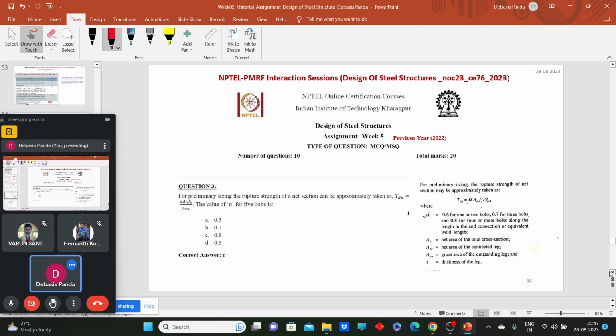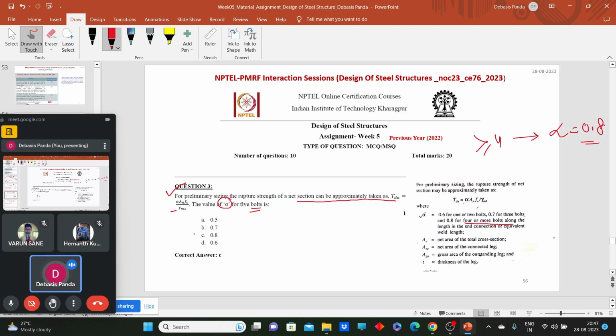Now what does the third question say? For primary sizing, the rupture strength of a net section can be approximately taken as TDN equals alpha n Fu by gamma m1. What is the value of alpha for 5 bolts? For 4 or more bolts, greater than or equal to 4 bolts, what is the value of alpha? 0.8. So 0.8 will be the correct answer.